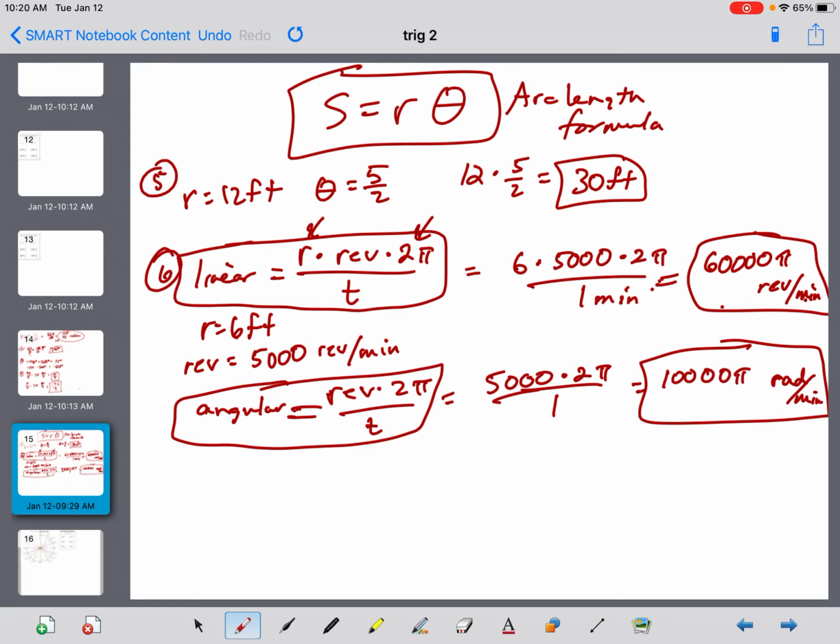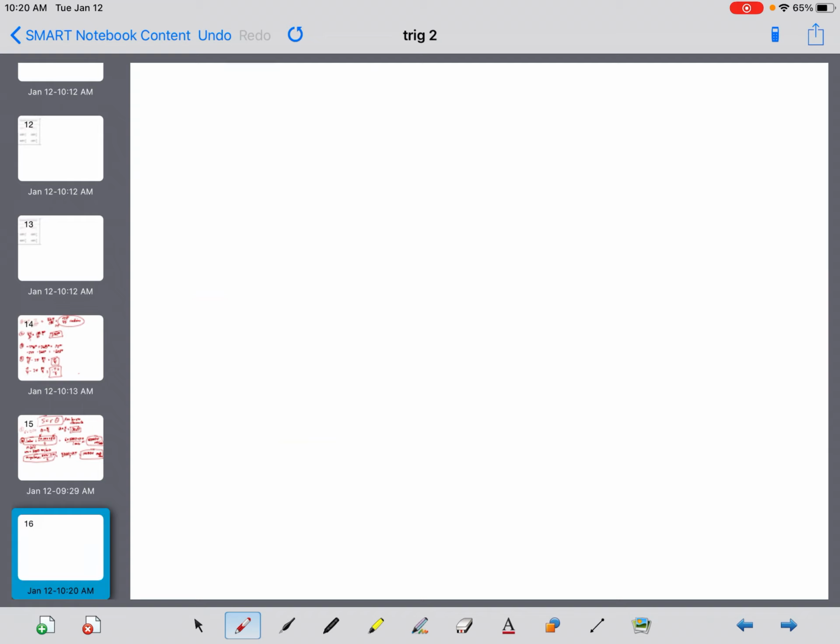Number 7, 8, 9, 10, 11, 12. This group, you're going to be answering 6 questions. You're going to be doing some right triangles and a little bit of Pythagorean theorem at times. So for number 7, it gives us an endpoint of negative 4/5 and negative 3/5.